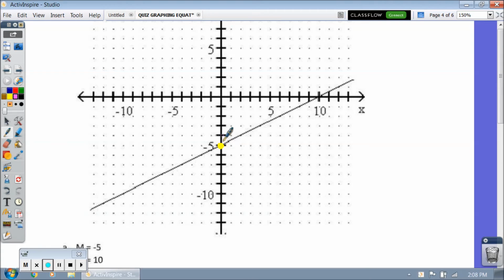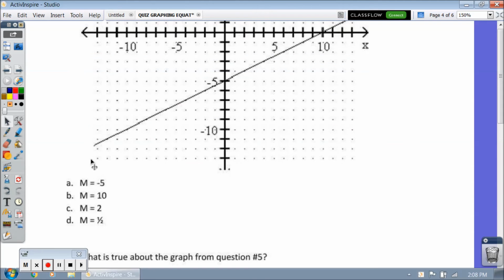Well, if I go up 1 and over 2, do I hit the line? Yes. Up 1 over 2, hit the line? Yes. Up 1 over 2, hit the line? Yes. So our slope is 1 over 2. Let's see which answer choice that is. That is answer choice D.